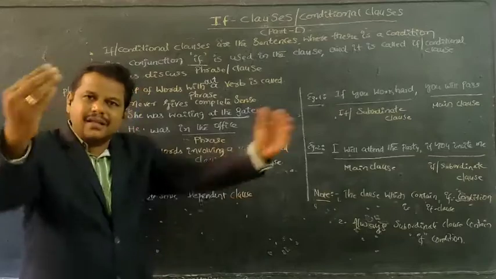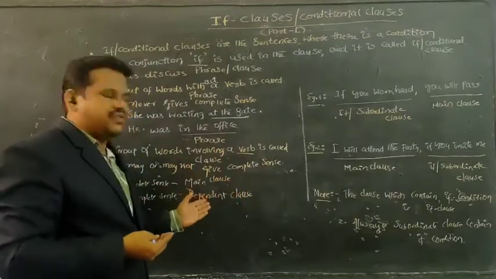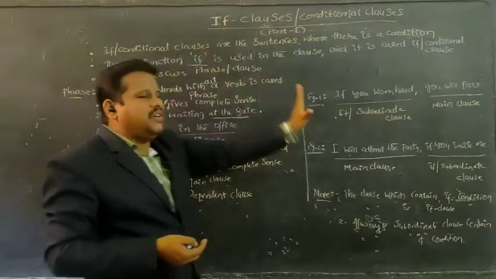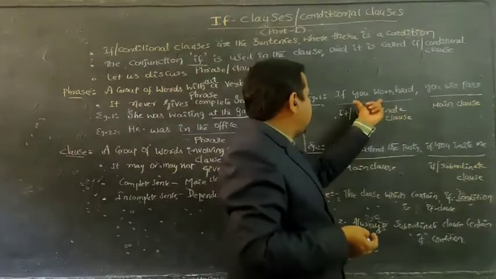This is also called main class and subordinate class. So these are the two differences between the classes. Now let us see how this looks in if classes. Let us see these two examples. You will understand now. I am taking an example.